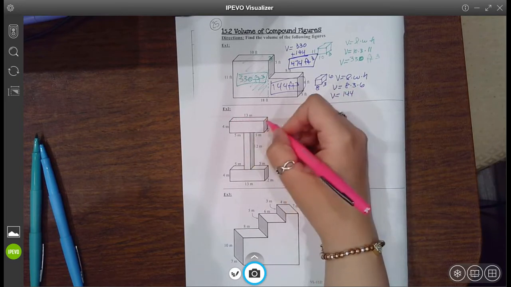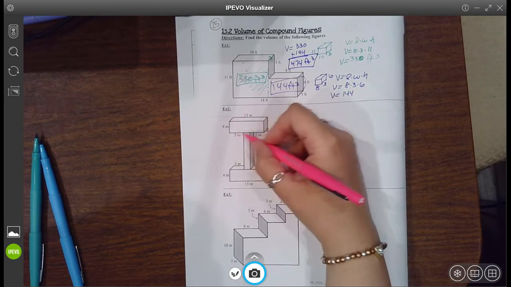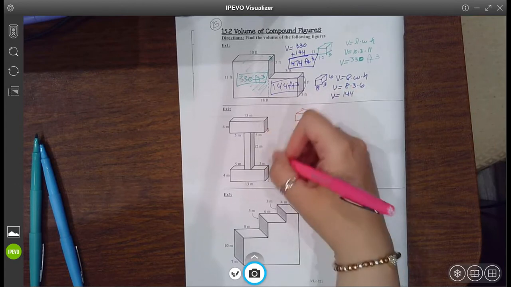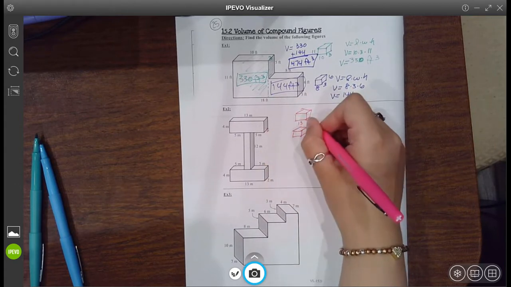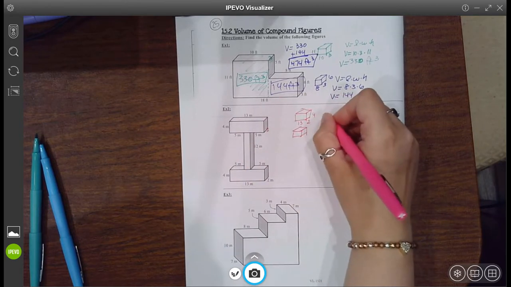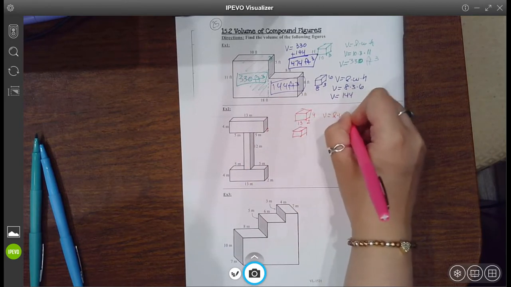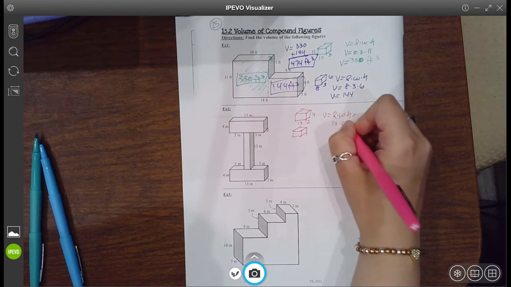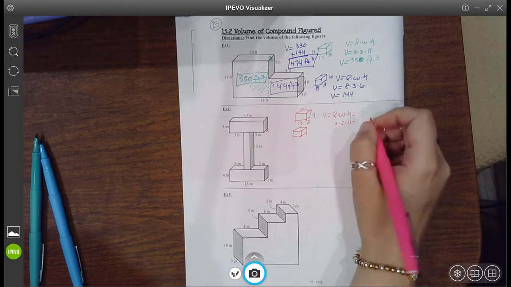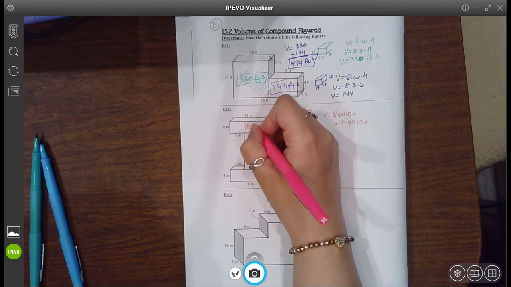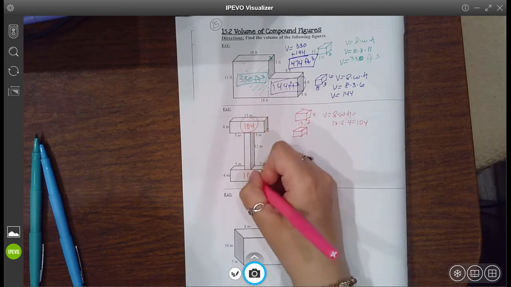So again, we said that this is the length, that's 13, so there, 13. The width part is here, and I found that because it's the same. And the height from here to here is 4. So length times width times height is 13 times 2 times 4, which is 104. And the top is going to be the same as the bottom.